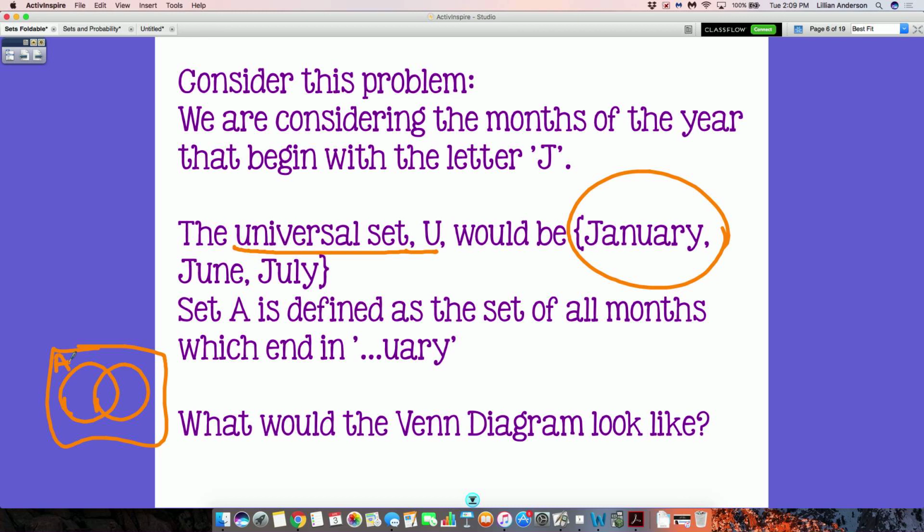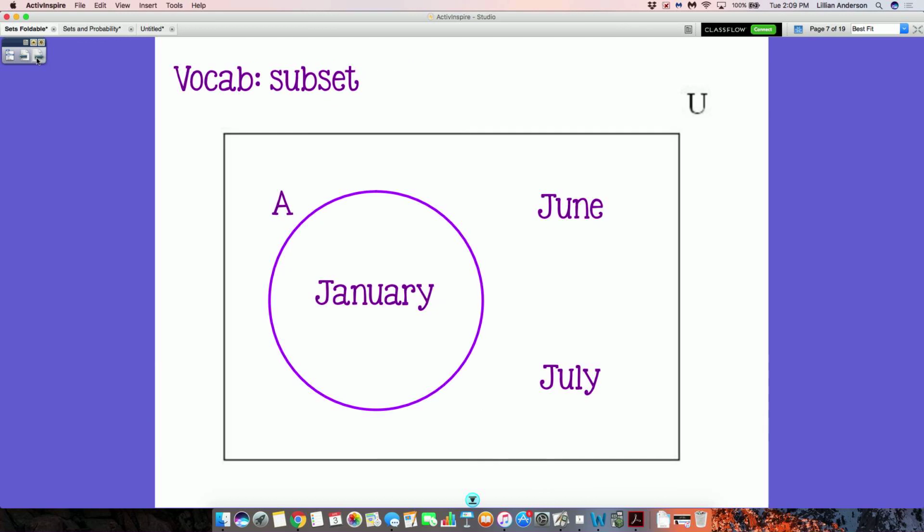So you do what's outside the circle. What do you need other stuff? So you should have your universal set. You should have one circle to represent set A. And what goes inside of set A? January. Now, are there any other elements that are in the universal set that aren't in set A? June and July. So where do June and July go? On the outside of the circle. This is what you did very well. I don't get it. Okay?